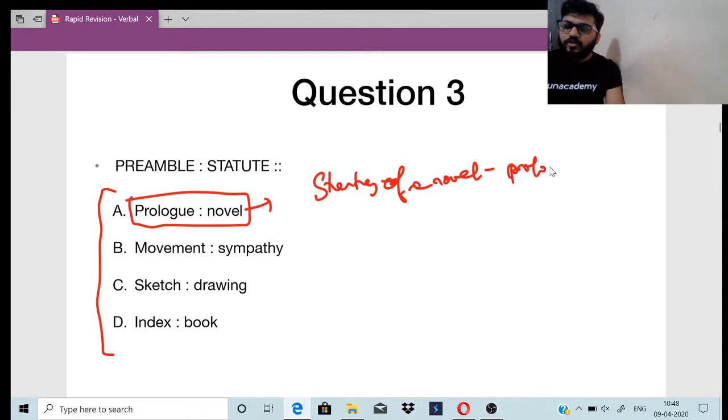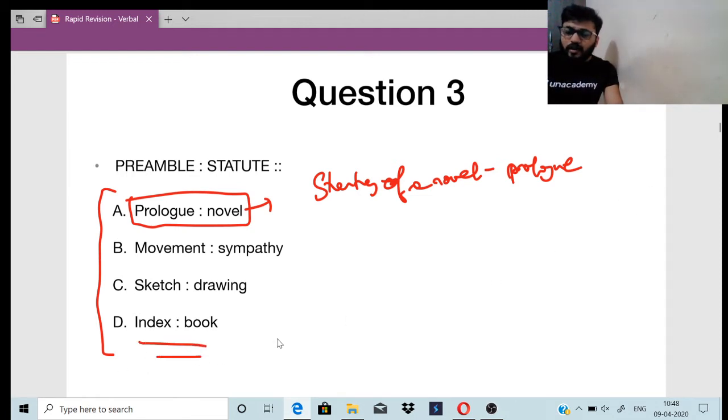Hai na? You guys might have read many novels. So take up a novel. Usme kya rehta hai starting mein? They write it as prologue, right? They don't call it as introduction. Hai na? They don't call it as introduction. So I will tell you where you guys went wrong.